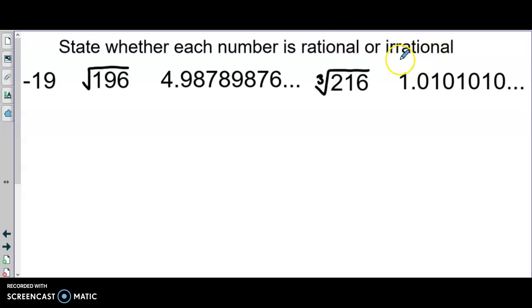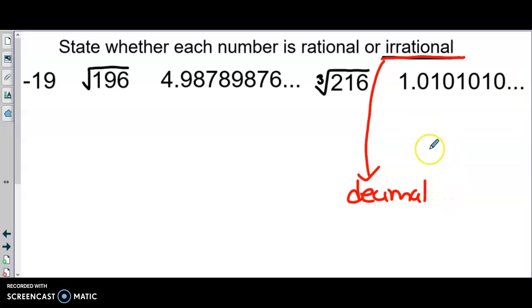If it is irrational, let's change that color. If it is irrational, that is going to be a decimal that never ends. So it's called a non-terminating decimal. Non-terminating is just a fancy math word to say that it never ends.